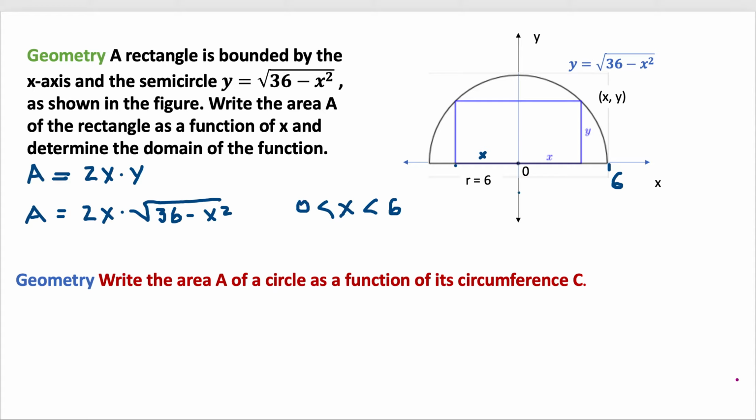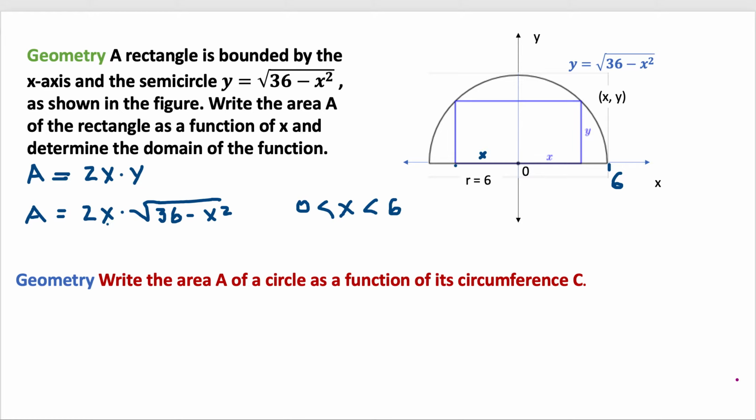But let me see something. We are excluding 0 and 6. For example, if x is 6, from here to here and from this point on the left side to here, we just have a segment, but we cannot have a rectangle. Even if we have 0, for example, just 0 here, we won't have the area. It will be just one segment, so it will not happen to have a rectangle.